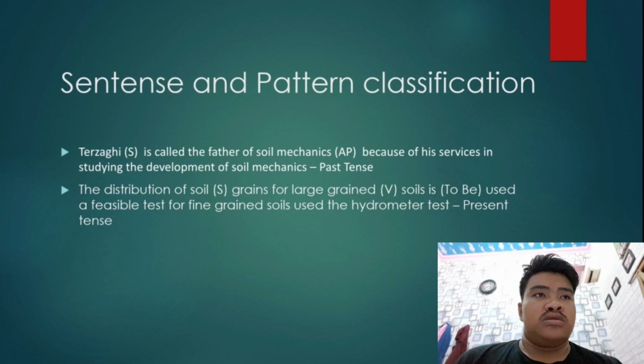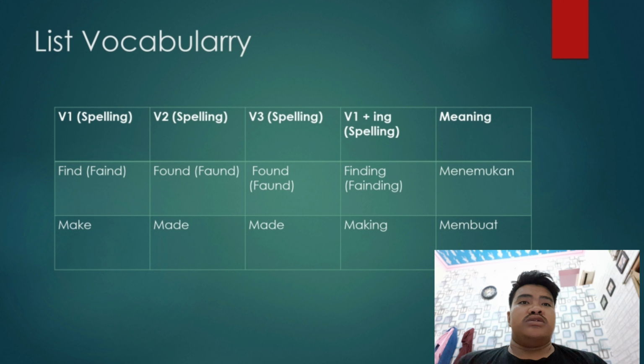Sentence and passive classification. Terzaghi is called the father of soil mechanics because of his service in studying the development of soil mechanics. Past tense. The distribution of soil grains for coarse grained soil uses the sieve test, for fine grained soil it uses the hydrometer test. Present tense.